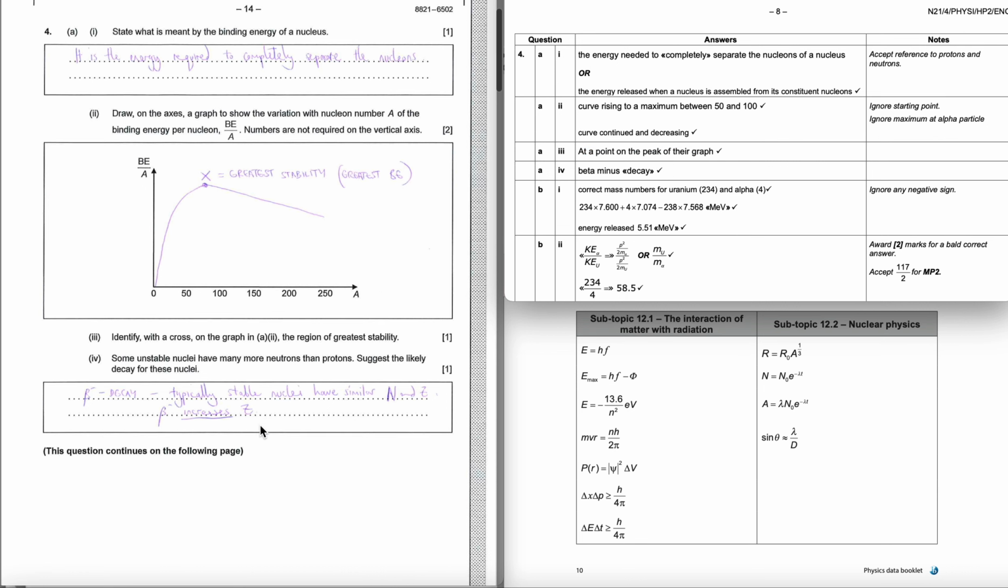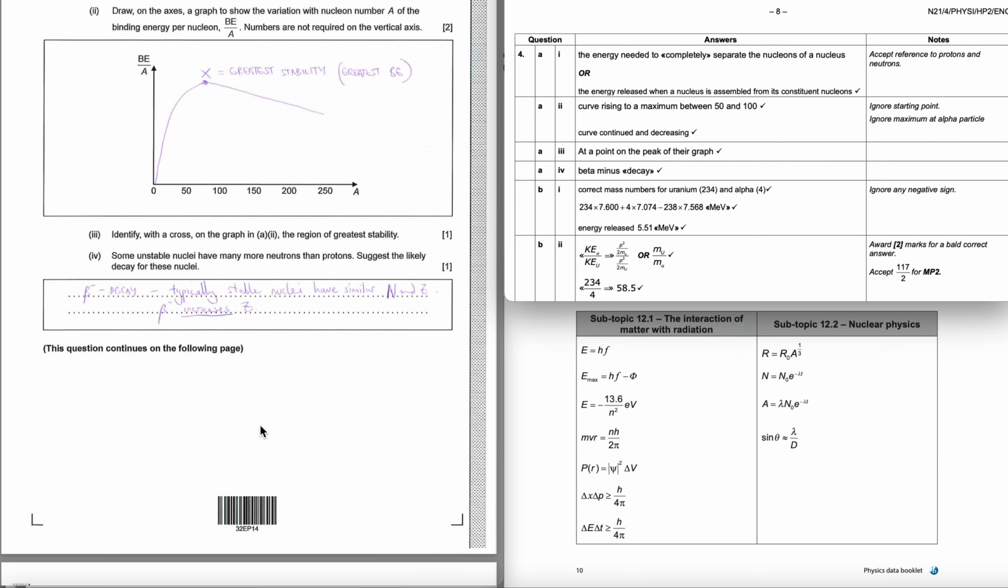Then we're asked another little 1-mark question, which seems fairly innocent on the surface. Some unstable nuclei have many more neutrons than protons. Suggest the likely decay for these nuclei. In this case, what we need to think about is our different types of decay, and how these affect the number of neutrons and protons.